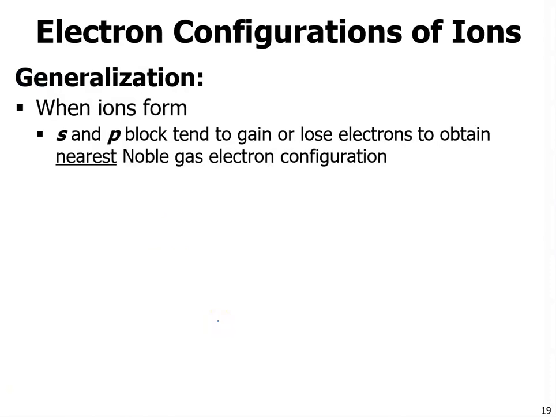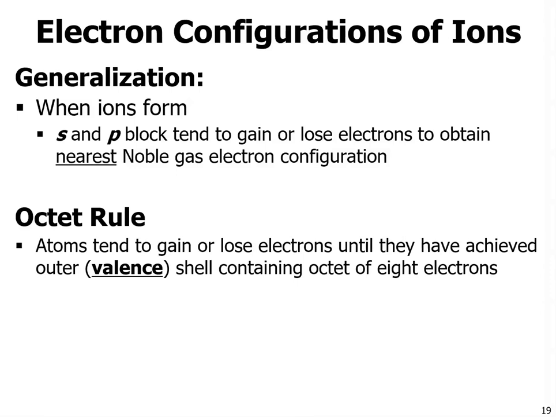So some generalizations for this electron configuration for ions. When ions form, the s and p block ions tend to gain or lose electrons to obtain the nearest noble gas electron configuration. So they're trying to get to that noble gas configuration. That's generally going to give you the best idea of where the ionization energies are going to be most favorable, or electron affinity energies are going to be most favorable.